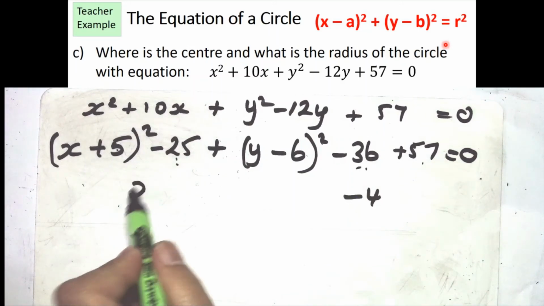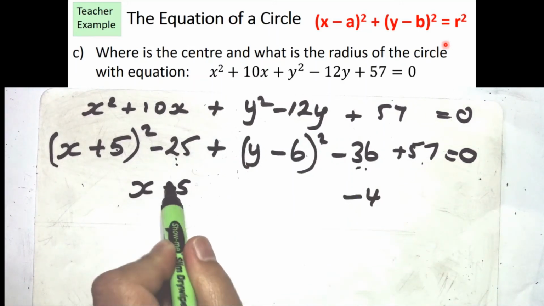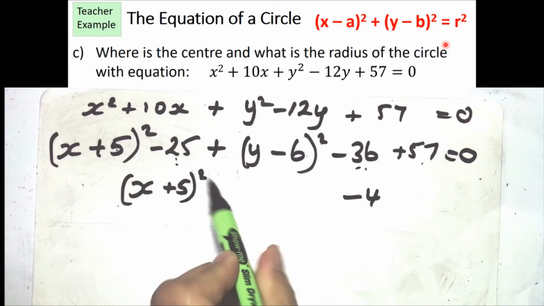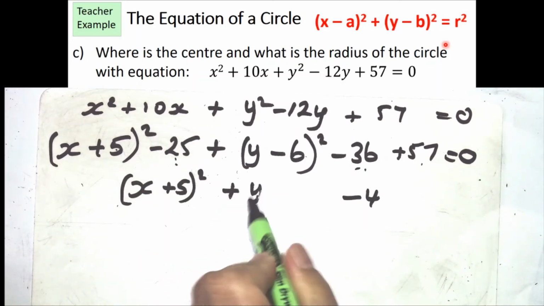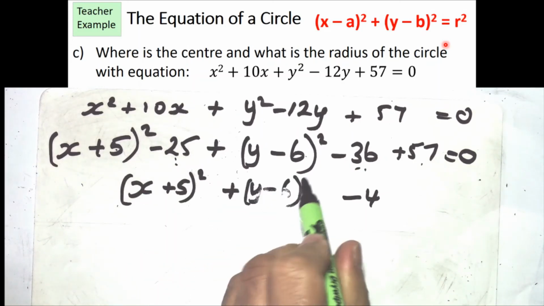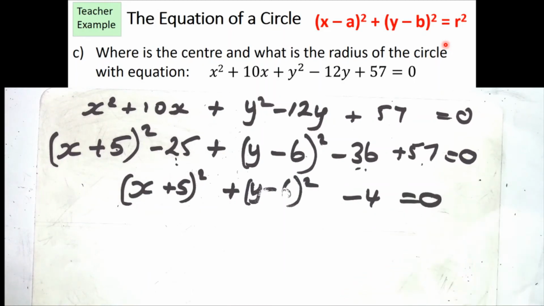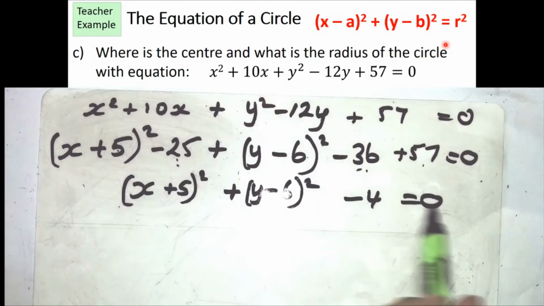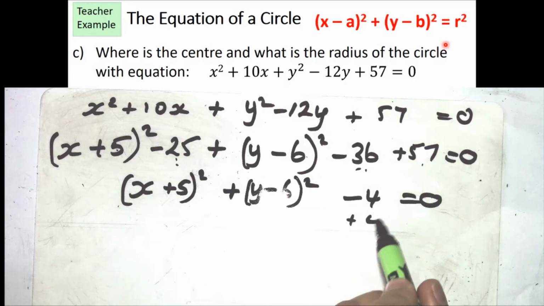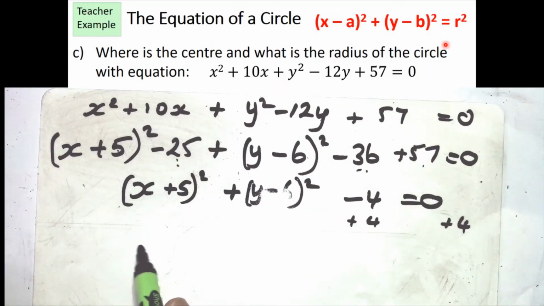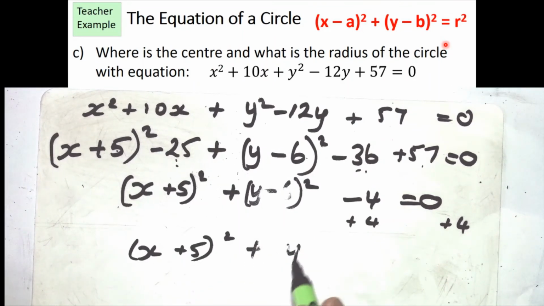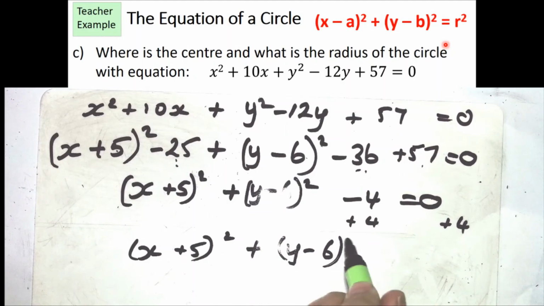So now I'm left with (x + 5)² + (y − 6)² − 4 = 0. And I'm going to add 4 to both sides. So now I've got the equation as (x + 5)² + (y − 6)² = 4.